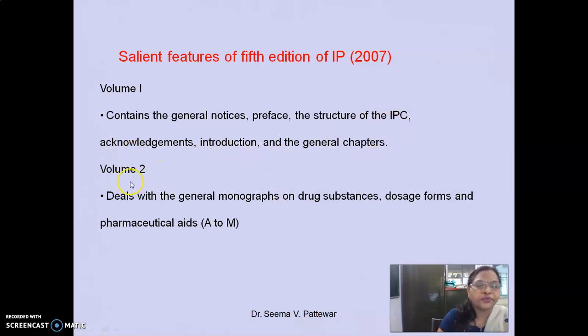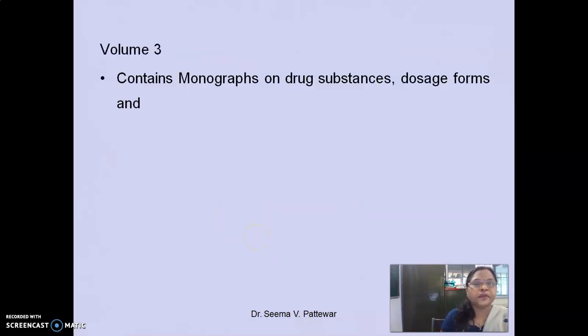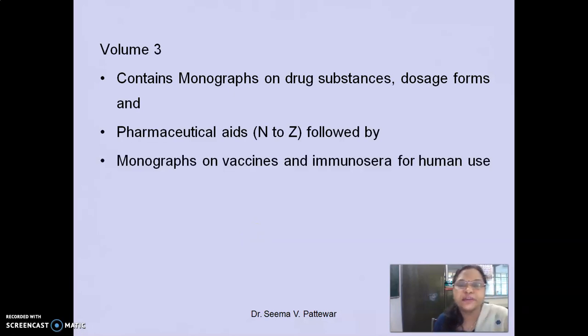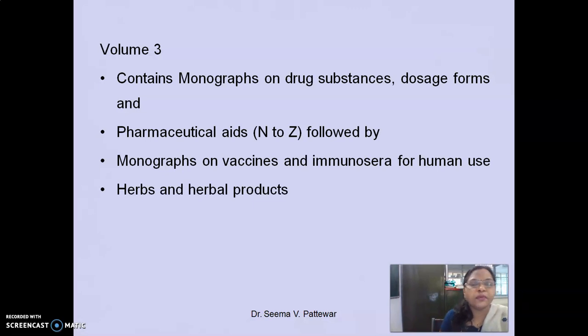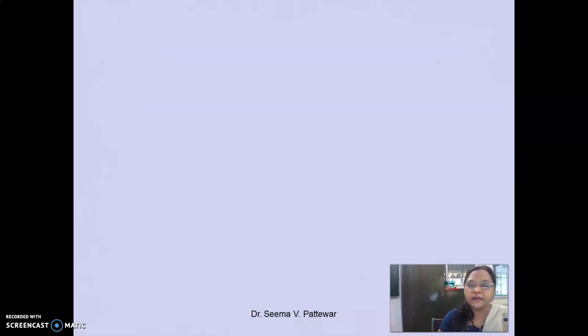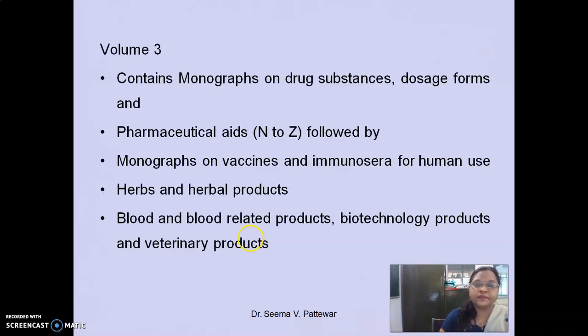general chapter. Volume 2 deals with the general monographs of the drug substances, dosage form and the pharmaceutical aid. And volume 3 contains the monograph on drug substances, dosage form and pharmaceutical aid, followed by the monographs on vaccine, immunosera for human use, herbs and the herbal products, blood and blood related products. Also it includes the biotechnological products which are used in veterinary administration.